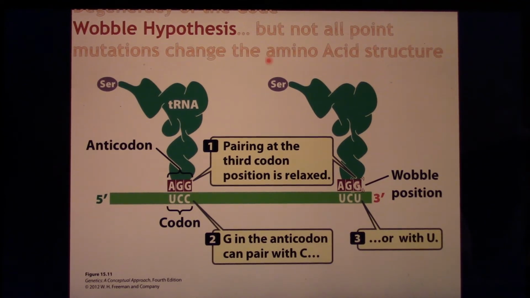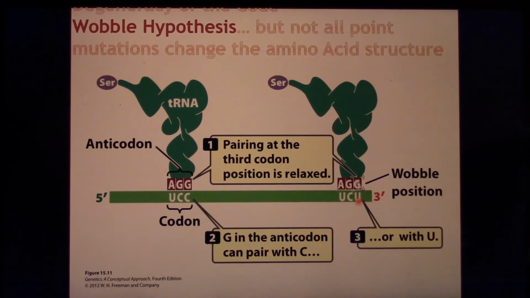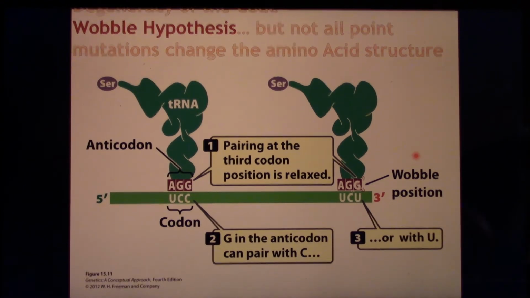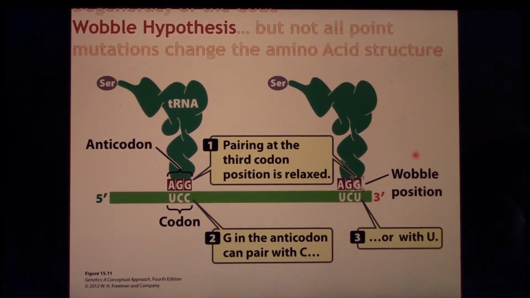Not all point mutations change the amino acid structure. Even though this is a base substitution, where instead of a C we've got a U, we're still getting the right amino acid, serine. So this is an example of a silent mutation. And so the wobble hypothesis can allow for silent mutations.